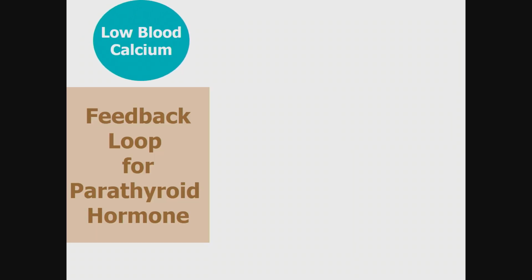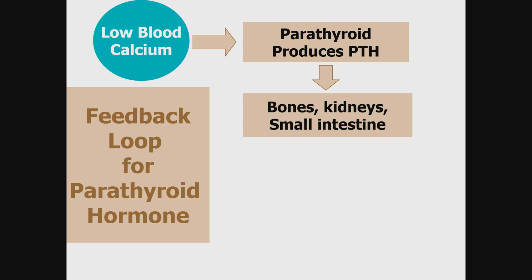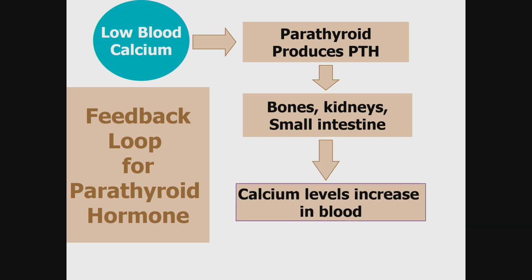Feedback loop for parathyroid hormone starts with low blood calcium. It stimulates the parathyroid gland to produce parathyroid hormone, which goes to the bones, kidneys, and small intestine to cause calcium levels to increase in blood, which then turns down the production of PTH.